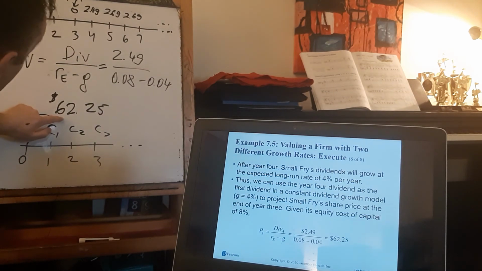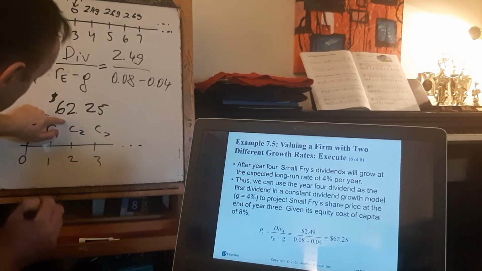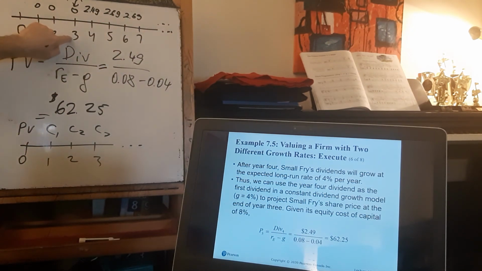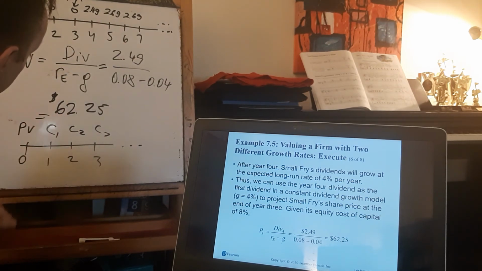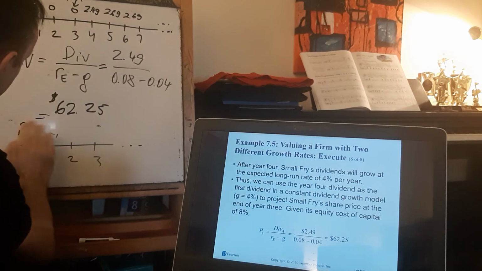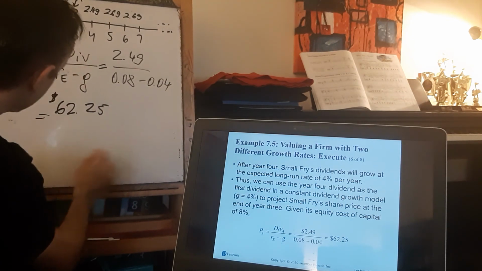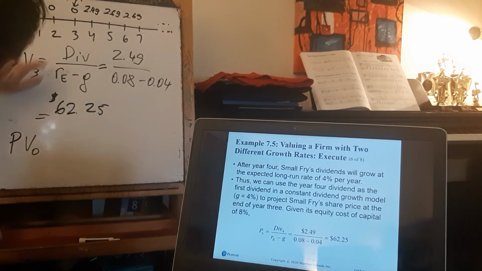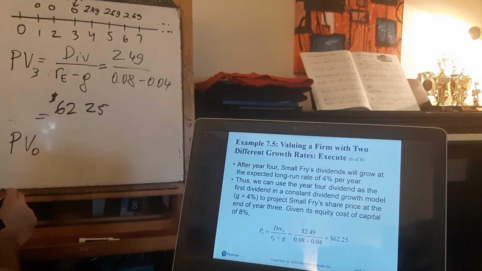So this number here is actually not the actual present value of the stream. It's as if you received it at the end of year 3. So for us to figure out what this would be if you received it at time 0, we still have to discount it by 1, 2, 3 periods. So that's why we have to take this 62.25 and discount it like this. So this is present value at time 3 here. This is present value at time 0.